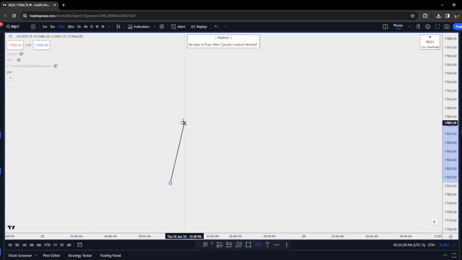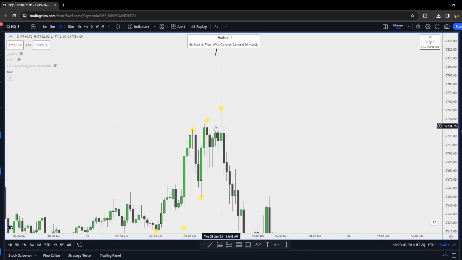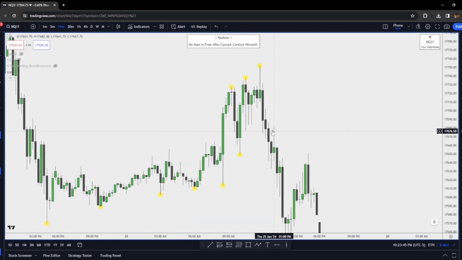So a 3 drives pattern is whenever we have one drive up, then we come down, we have a second drive, and then we have another come down, and then we have a third drive through this high, and now we have engineered this low resistance liquidity on the lower time frames, just like right here. So if we head down to the 5-minute chart, you'll be able to see this in greater detail.